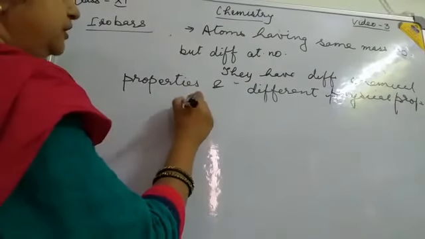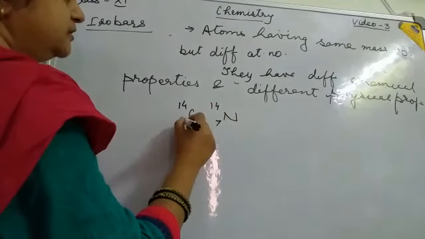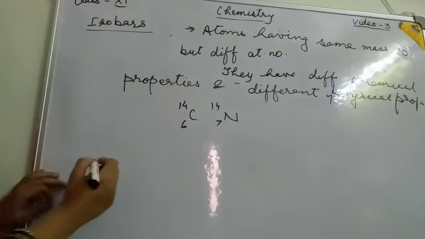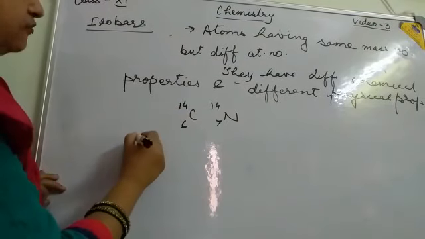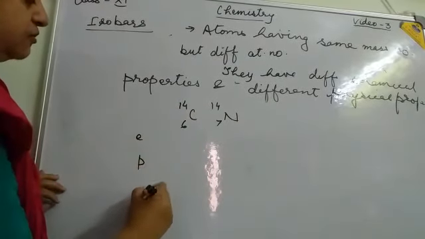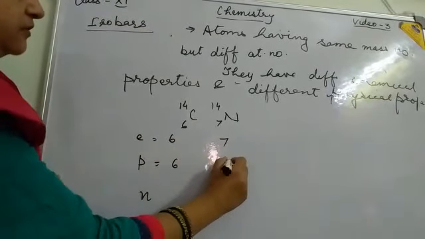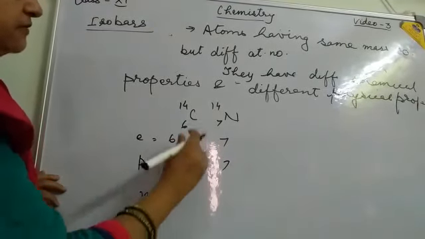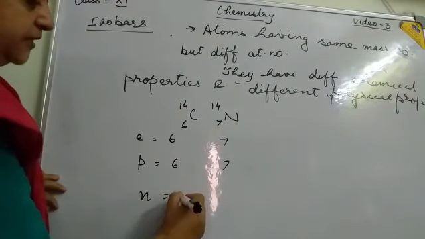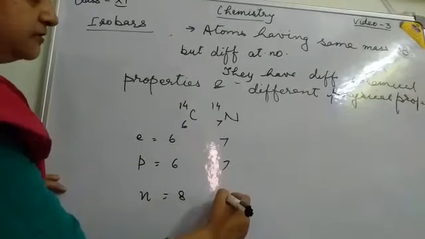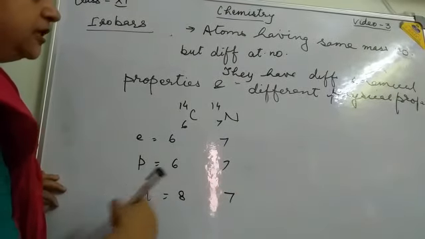like C14 and N14. This is 7 and this is 6. What is the same here? The mass number is the same. What about electron, proton and neutron? They have 6 and 7 electrons and protons. But what about neutrons? They have 14 minus 6, which is 8, and for this 14 minus 7, which is 7. So they have different numbers of protons and neutrons.